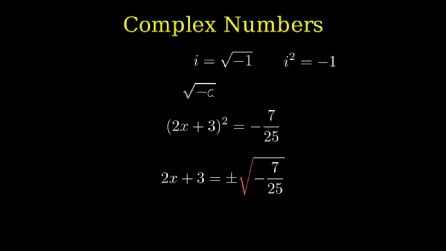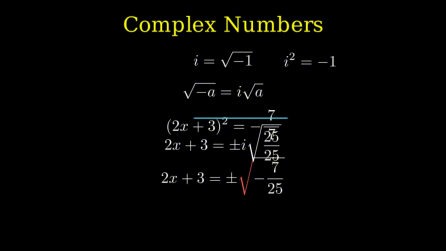Using the imaginary unit, we can establish a general rule. The square root of any negative number, negative a, can be rewritten as i times the square root of a, where a is positive. This allows us to separate the negative sign from under the radical. Applying this rule to our equation, we rewrite the square root of negative 7 over 25 as i times the square root of 7 over 25. The square root of 7 over 25 is a real number, and multiplying it by i makes it an imaginary number. This expression is our solution in terms of complex numbers.